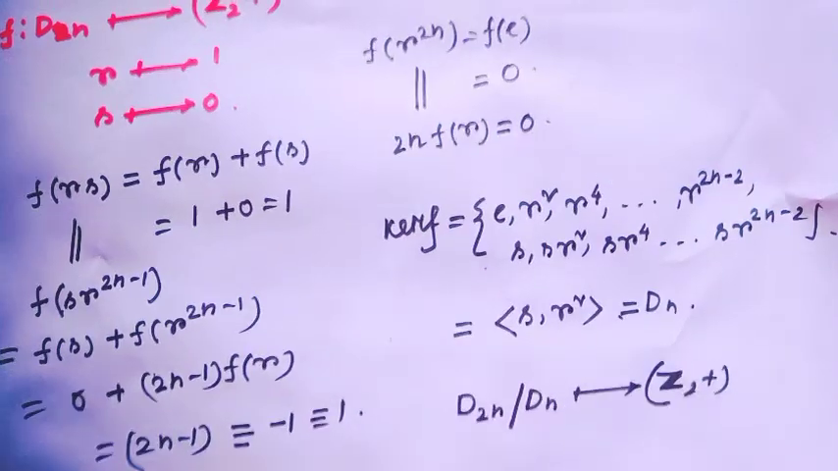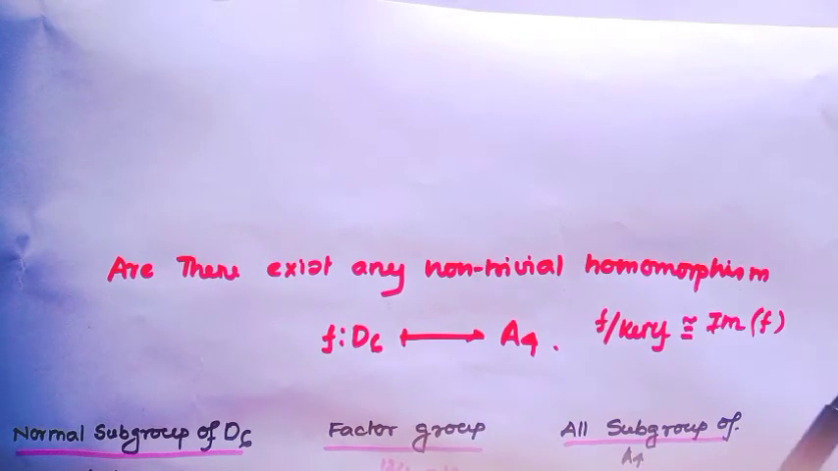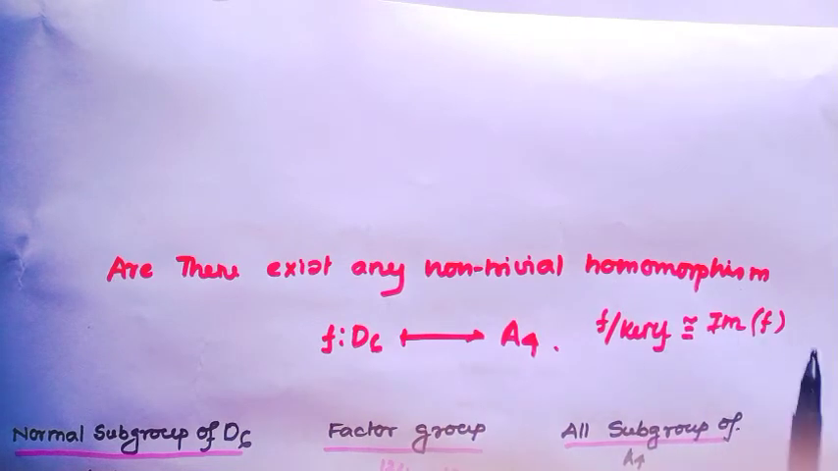Now let's see one more example, and this is a very important example. The example is: does there exist any non-trivial homomorphism f from D6 to A4? I will find this homomorphism by the first isomorphism theorem. This theorem we all know: the domain modulo kernel of f is always isomorphic to the image of f.